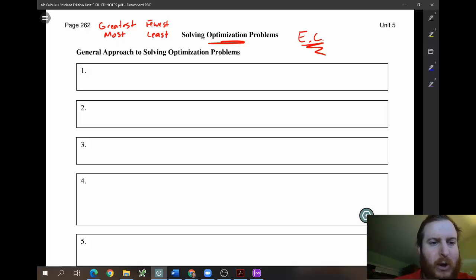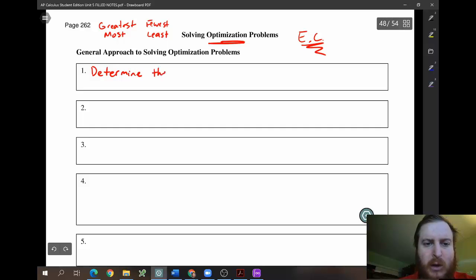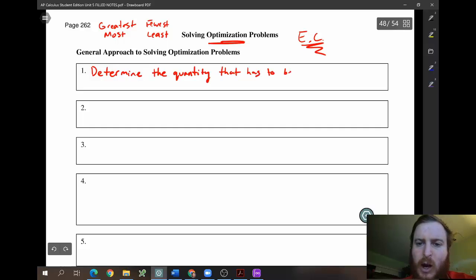So step 1 on these problems is going to be to determine what quantity you want to optimize. So we're going to determine the quantity to be optimized. And instead of saying optimized, I'll say maximized or minimized. Right? Because essentially that's what we're doing when we're optimizing something. We're either maximizing it or we're minimizing it.